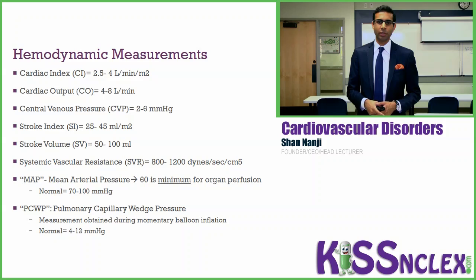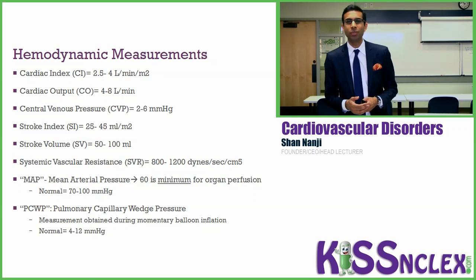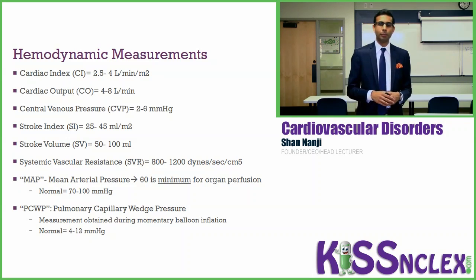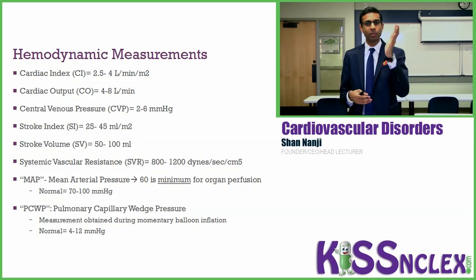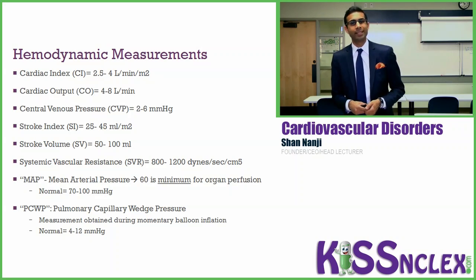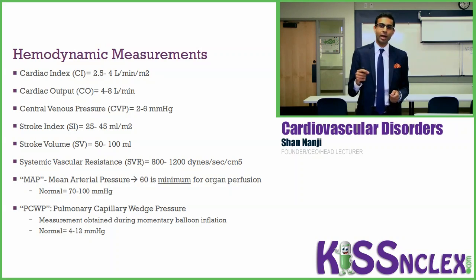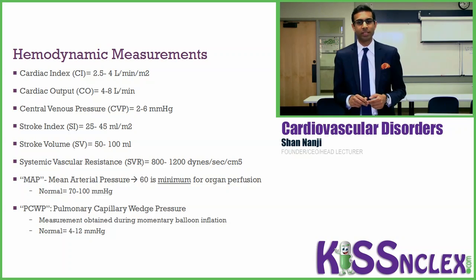Central venous pressure, okay, this is another value you should know. It's going to be 2 to 6 millimeters of mercury. So this is going to be 2 to 6. So we have cardiac index, which we said was 2.5 to 4. Cardiac output, which is very important, keep that in mind. That's going to be between 4 and 8, normally around 5, and then central venous pressure around 2 to 6.